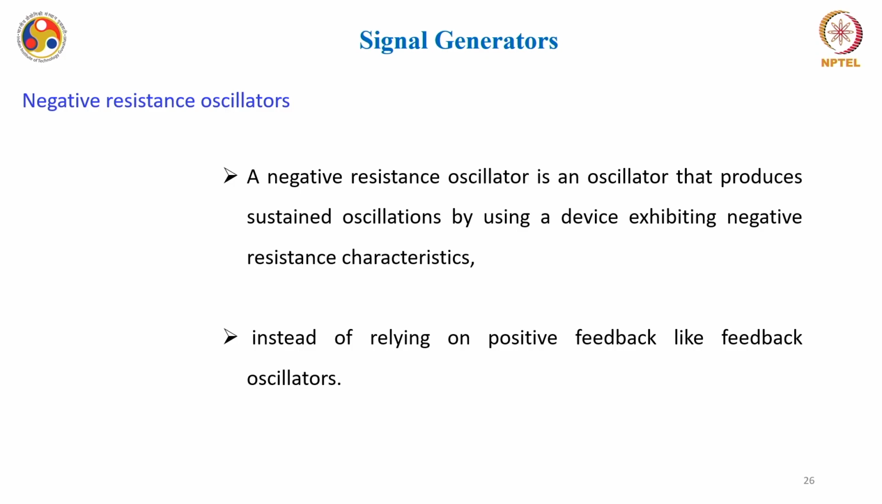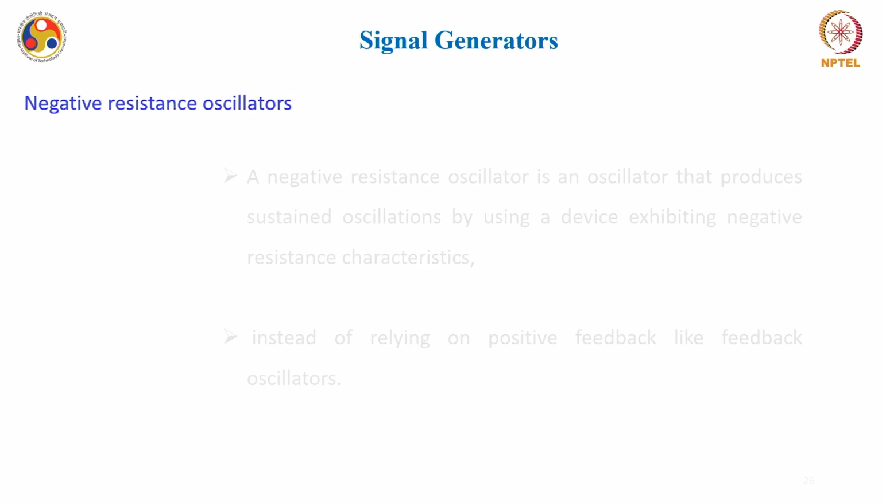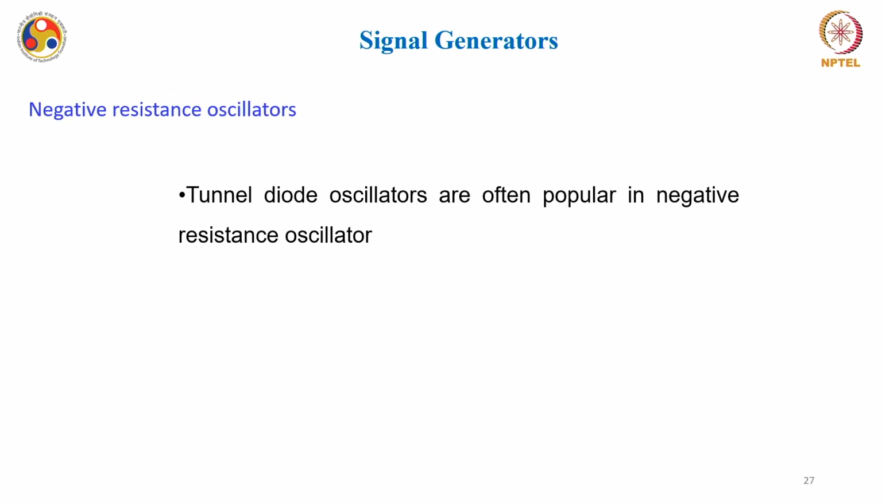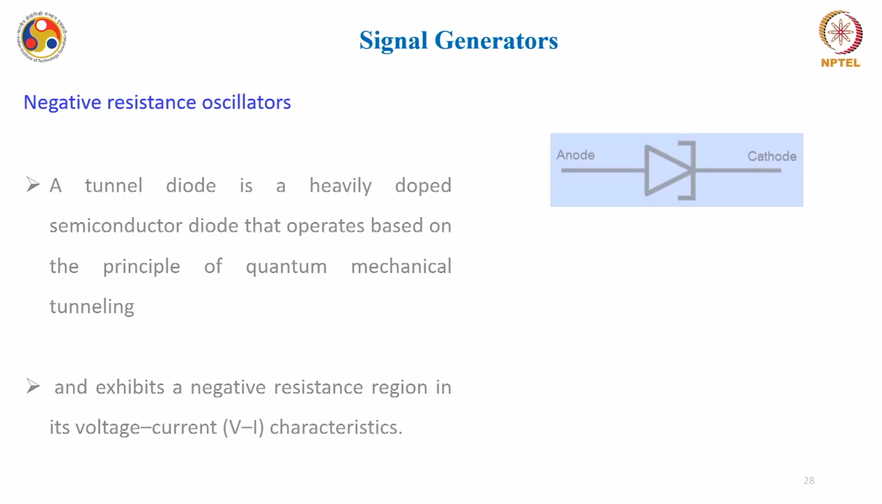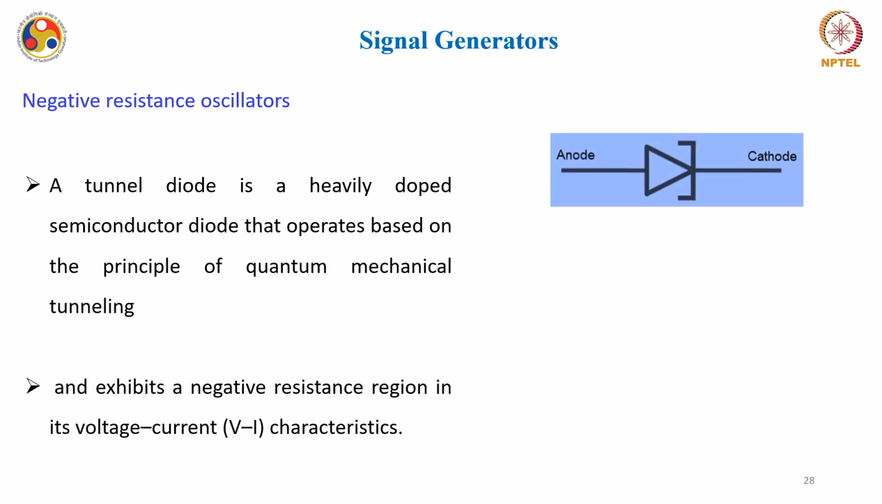A negative resistance oscillator is an oscillator that produces sustained oscillations by using a device exhibiting a negative resistance characteristic. Instead of relying on positive feedback like a feedback oscillator, it utilizes an active or electronic device. For example, tunnel diode oscillators are very popular negative resistance oscillators. If you are aware of tunnel diodes, you might know this, but even if you are not aware of a diode, let me reiterate that a diode is a kind of PN junction, or a simple PN junction can be utilized.